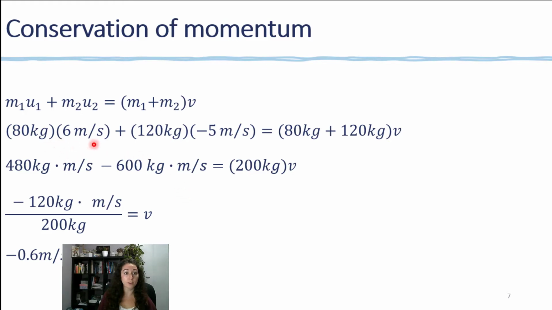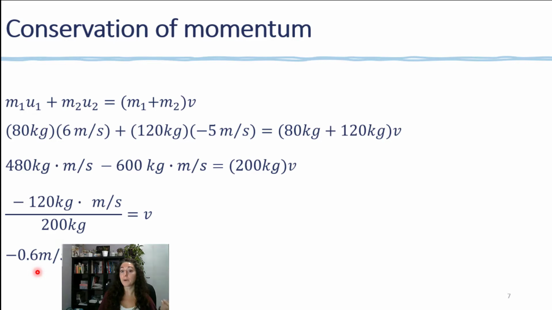And I decided that towards the goal line was positive. So the running back was moving 6 meters per second towards the goal line. And then the linebacker was moving 5 meters per second in the opposite direction. So that's why there's a negative there. And what we're trying to figure out is this post-collision velocity here. So thankfully, that's our only unknown. We're able to solve the problem, and we end up with a post-collision velocity of negative 0.6 meters per second.